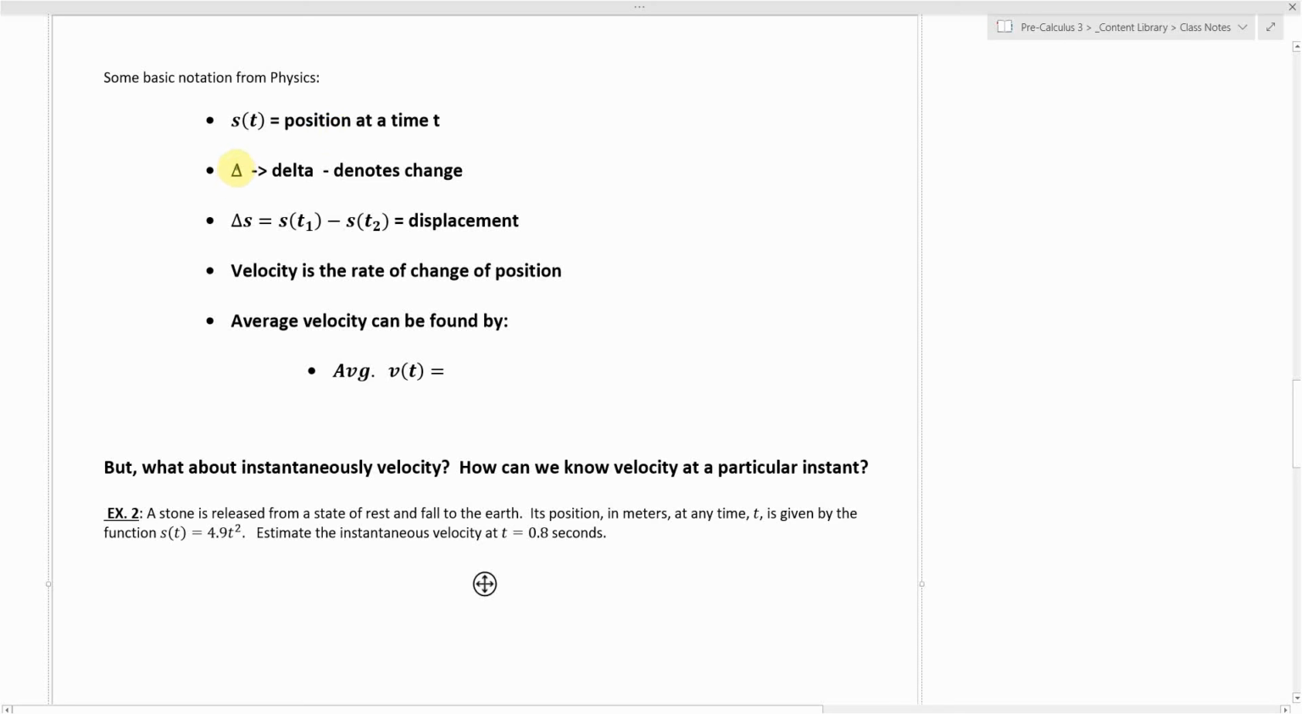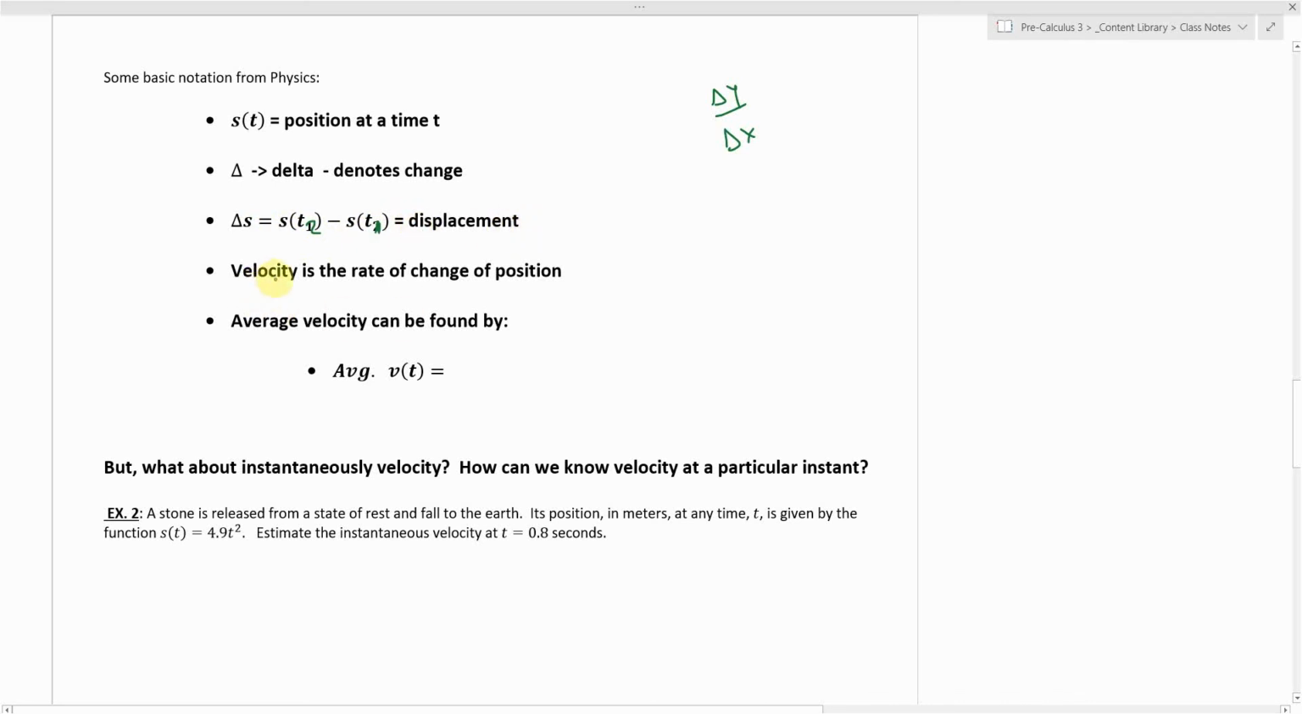Of course, this little triangle here, that's delta. Delta is a letter that we use to denote change, like we've seen in the slope formula, delta y, delta x. So delta S then would be the change in position. In other words, your final position minus your initial position. Really, those should be reversed. Probably that should be t2 minus t1. So it doesn't make too much of a difference, but final position minus initial position, that's called displacement. How far are you away from where you started?